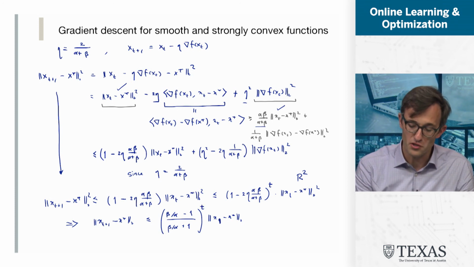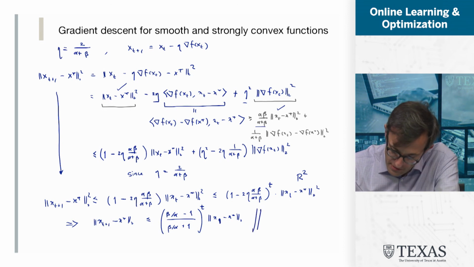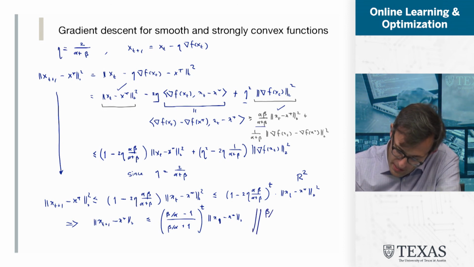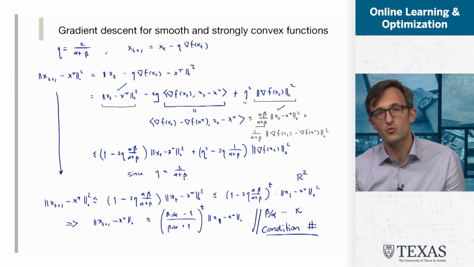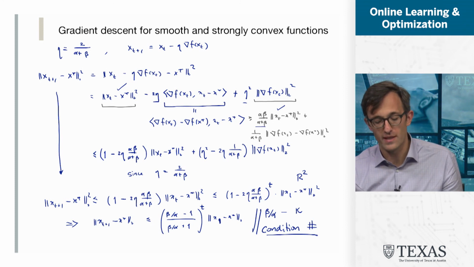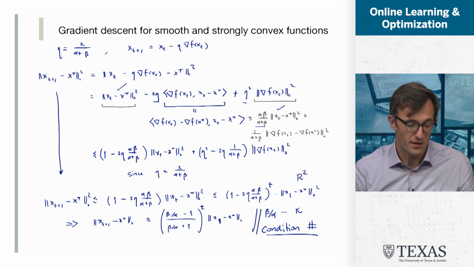So what kind of convergence rate does this give me? Oh, well, why did I write it like this in the first place? Beta over alpha, sometimes denoted by kappa, is called the condition number. And it's just a more compact way of writing this. It's always less than 1. Note that beta is always greater than or equal to alpha, so this thing is always well defined.